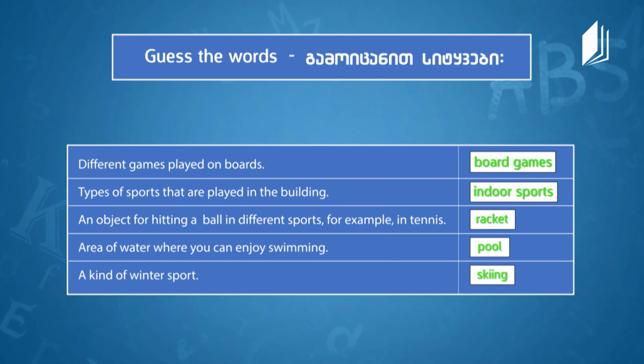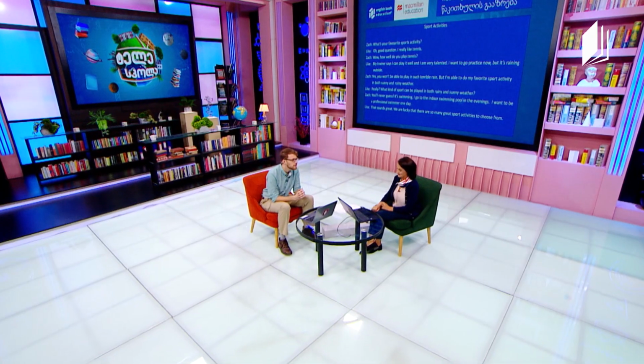Awesome. Now, let's move on to our reading comprehension section. So, Lika, you can see on the picture that there are balls and sports equipment and other things like that. What do you think that the text will be about? Of course, it should be connected to the main topic, sport activities, right? Definitely. Let's see.